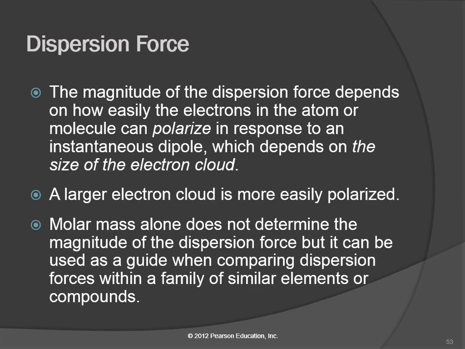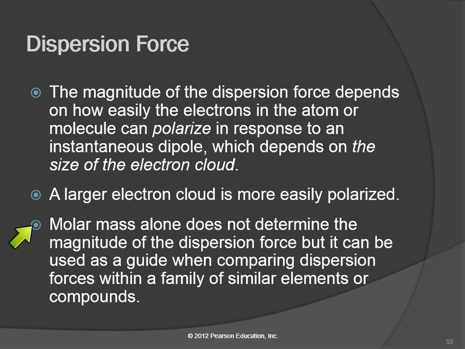Turns out that as the atom gets larger and larger, it's easier to shift that electron cloud around. You can kind of think of something getting larger and larger. It gets kind of flabby, maybe, like a big bowl of Jell-O or something, and it's easier to squish around. So a larger electron cloud is more easily polarized. So size generally increases with molar mass.